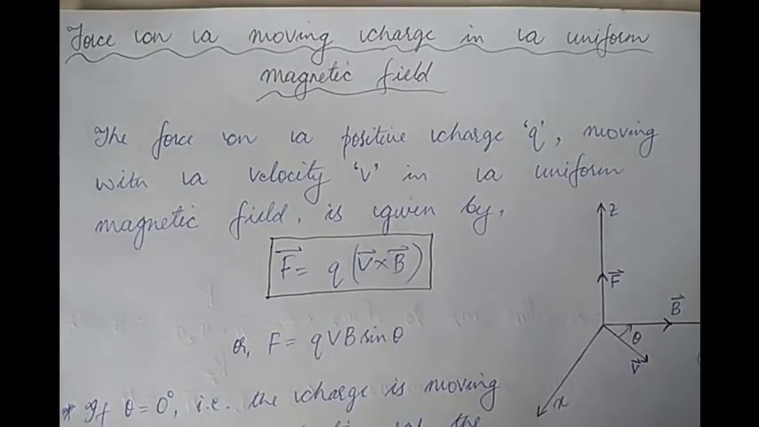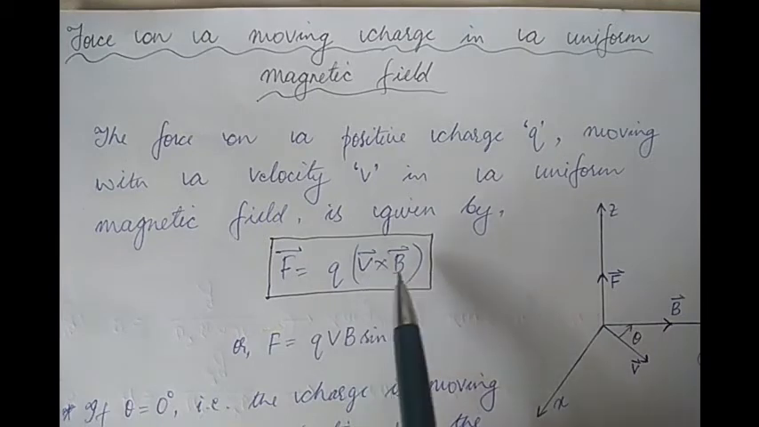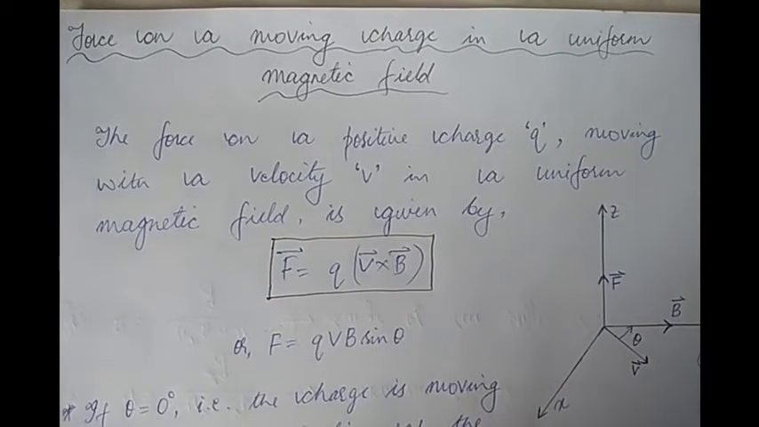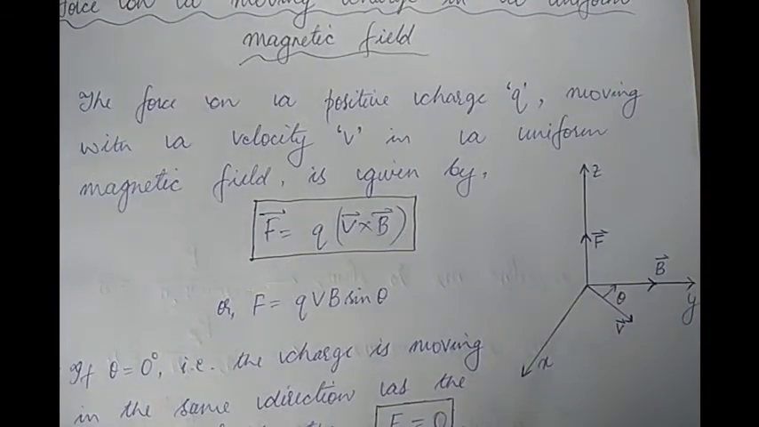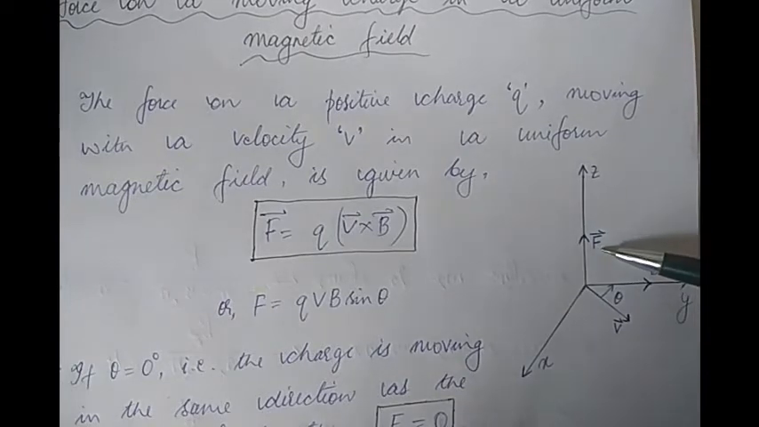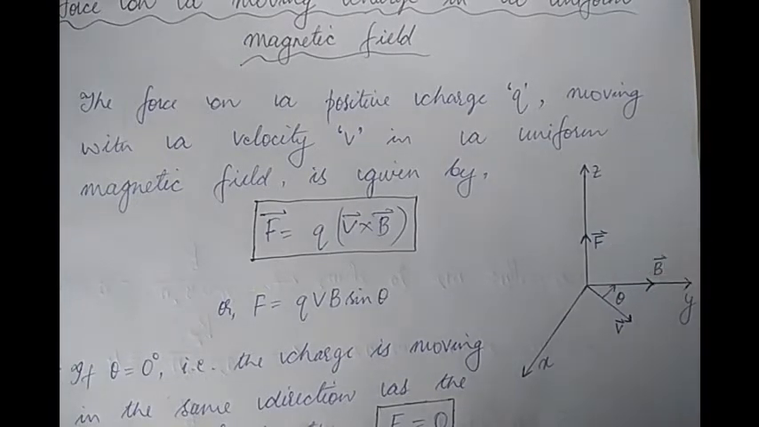Now we see that the force is given by the cross product of V and B. So therefore, the direction of the force is given by the right-handed screw. As we already know, in case of cross product, the direction of the product vector is given by a right-handed screw. So therefore, if this is the direction of V lying in the xy plane, B along the y-axis, then when we rotate the right-handed screw from V to B, the right-handed screw comes out along the z-axis. So therefore, this will be the direction of the force.